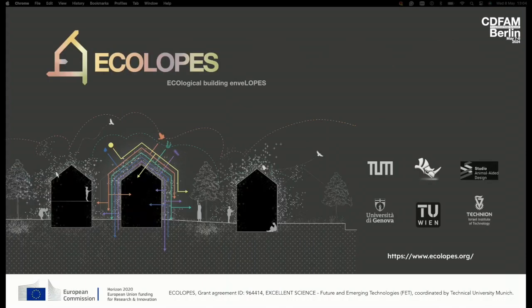So our latest project is called ECOLOPES, and in the project, a team of ecologists, computational designers, architects, and experts for human-nature interactions jointly work together on a conceptual idea of ecological building envelopes, which we call ECOLOPES.